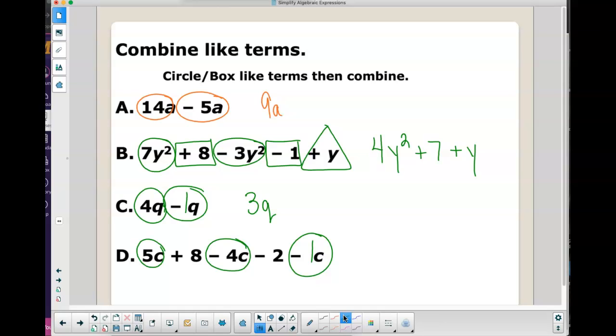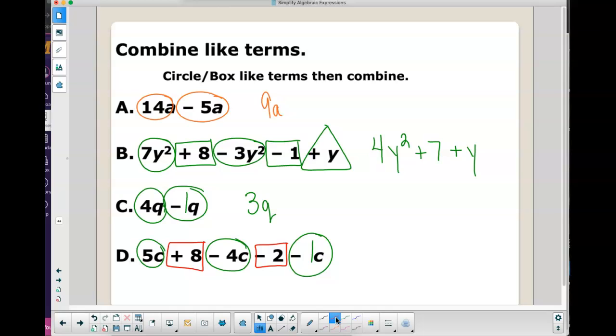Okay, then I have to box. I'm going to put a box around the plus 8. Should I put a box around the minus 2? Yeah, neither one has letters. Now I need to combine. What's 5C minus 4C minus 1C? What's 5 minus 4 minus 1?